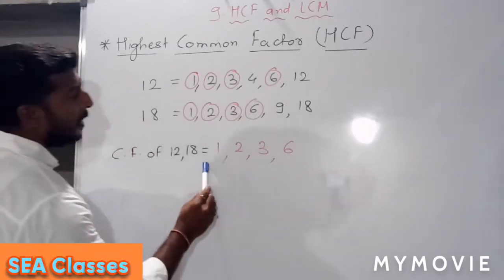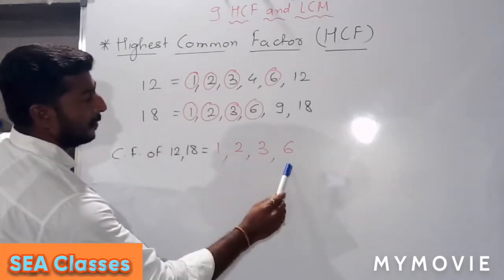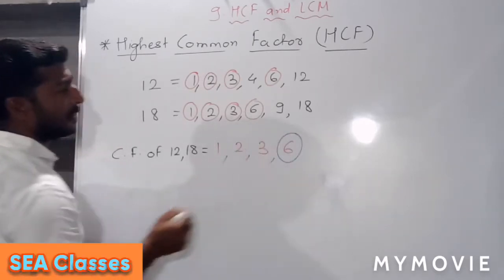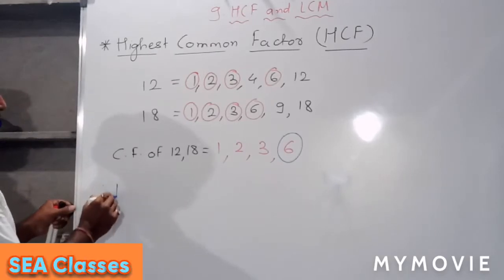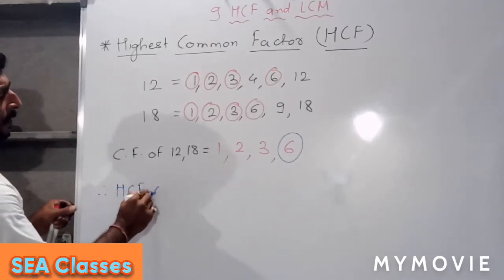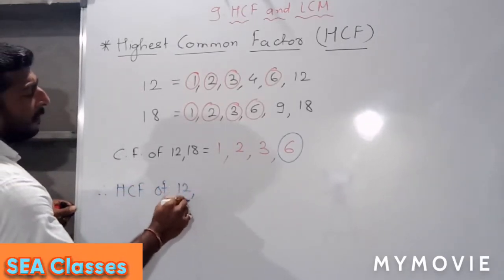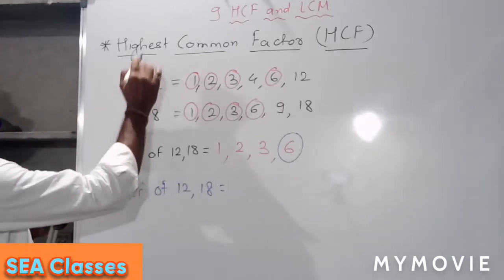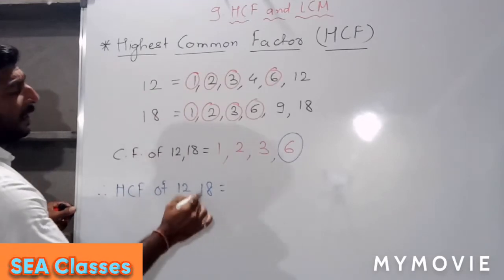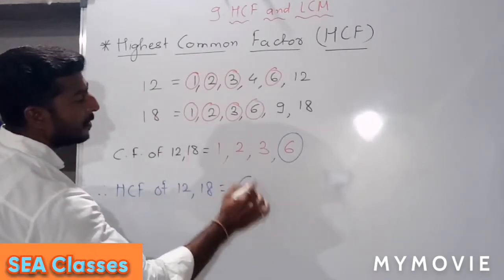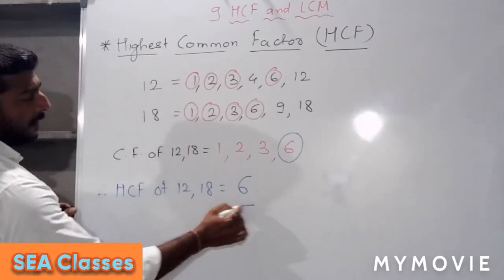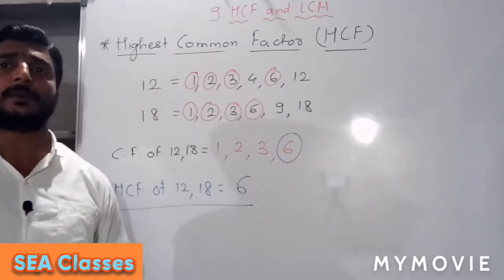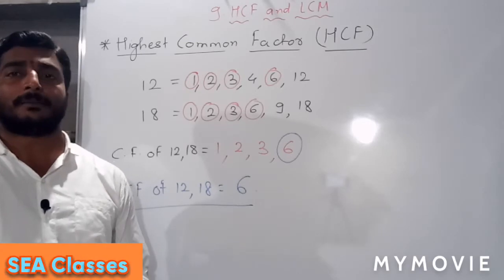Now which is the highest common factor among these? Definitely it is 6. Therefore we can say the HCF of 12 and 18, HCF meaning highest common factor, is 6. In this way you can find the highest common factor of any given 2 or 3 numbers.